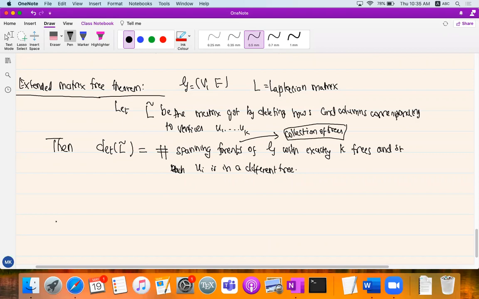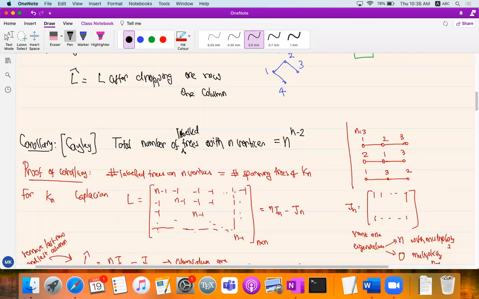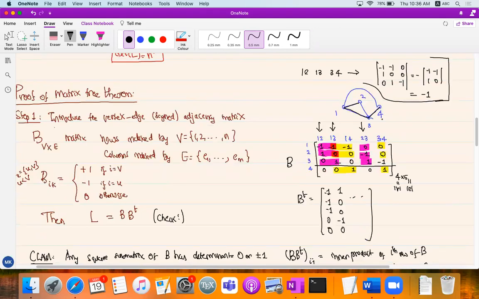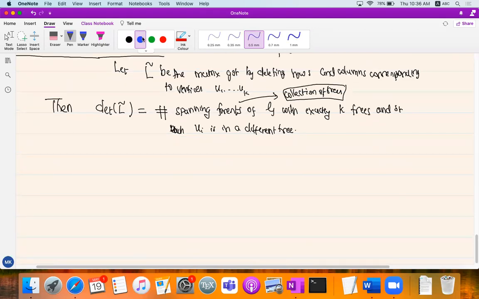So for example, let's go back to this graph. Let's write this graph again. Where was that example that I was writing? Let's take this 1, 2, 3, 4. Okay, so let's take that particular example.